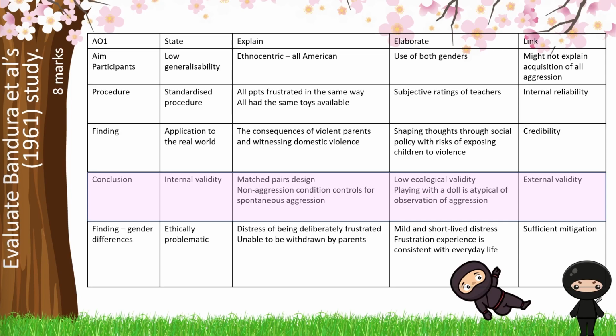We're going to counter that with a discussion about low ecological validity, that this was a really artificial environment and that playing with the Bobo doll itself is atypical, particularly as the rebounds encouraging more aggression. Therefore, we've got problems in terms of the accuracy applying these findings and conclusions outside in the real world.